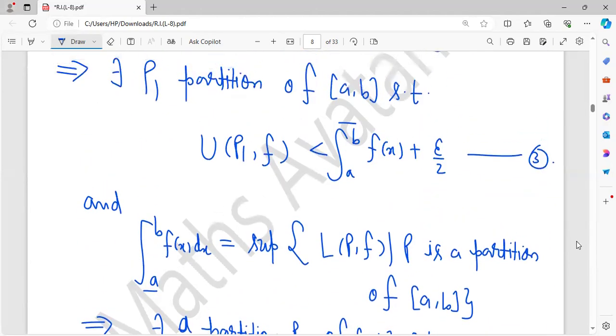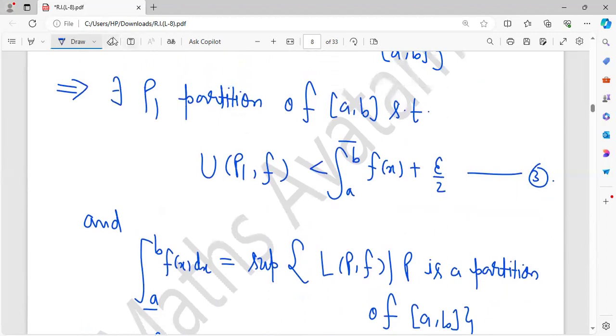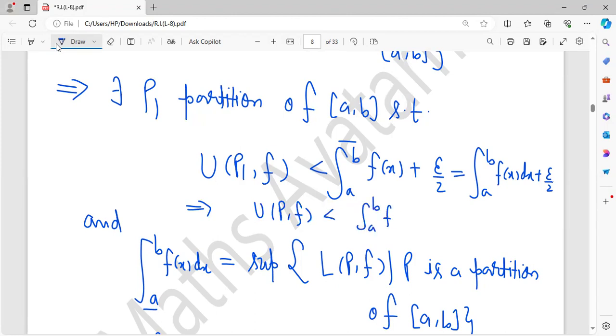But here, in equation number 3, you observe one thing. The function is Riemann integrable. So this upper integral is equal to the integral from a to b of f(x) dx plus epsilon by 2. So what does it mean? It means that U(P1, f) is less than the integral from a to b of f(x) dx plus epsilon by 2. Now say it is equation number 5.